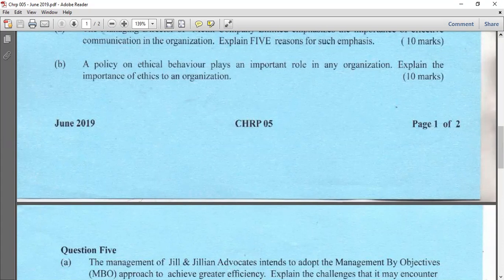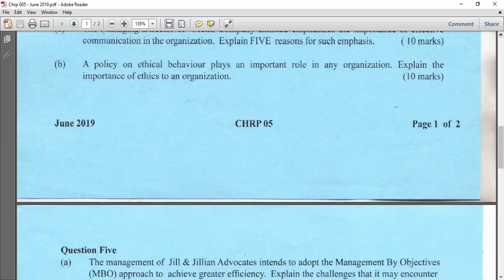Fair labor practices. Fair labor practices, the benefit of that. One of the benefits will be less legal issues when you have fair labor practices. Why should I take you to the Employment and Labor Relations Court when the organization has done everything in a manner that is above board?